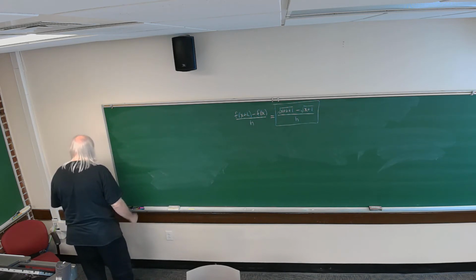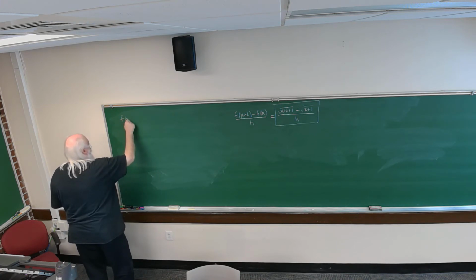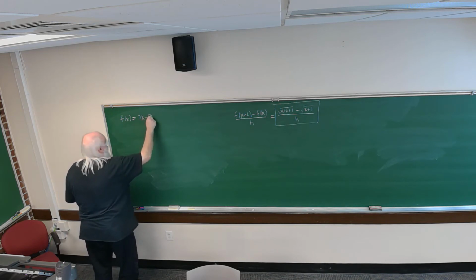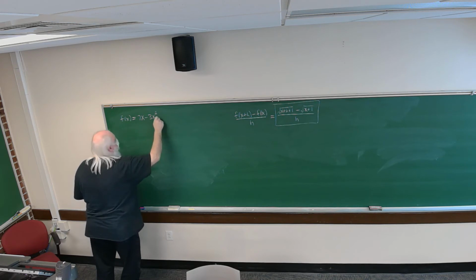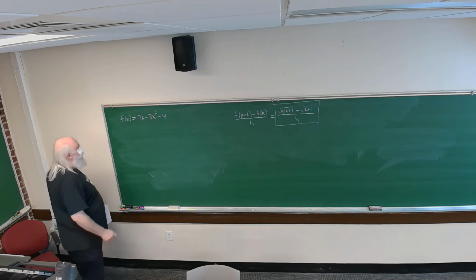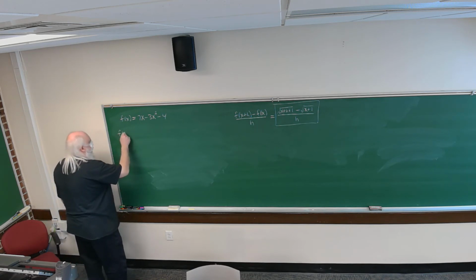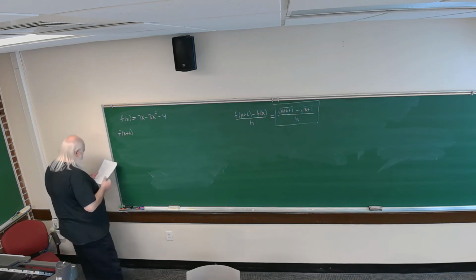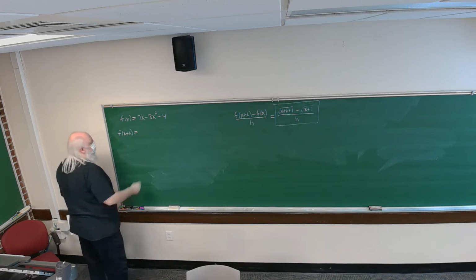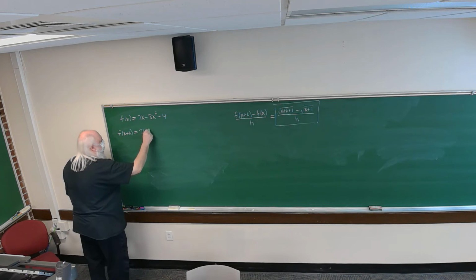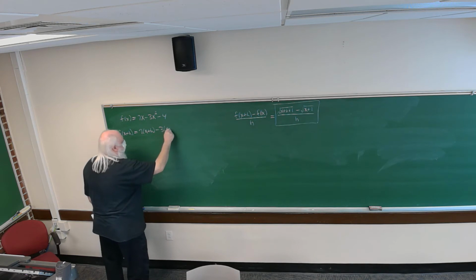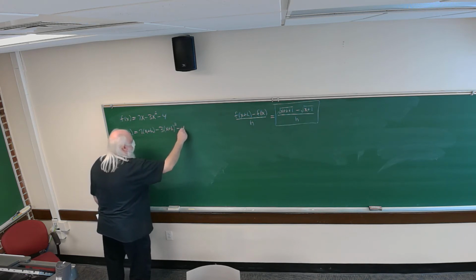In example 3, f of x is a quadratic function again. 7x minus 3x squared minus 4, right? That's a quadratic function or a polynomial of degree 2. So first step, evaluate f of x plus h. So we replace x on the right hand side of f of x with x plus h. So 7 times x plus h minus 3 times x plus h squared minus 4.